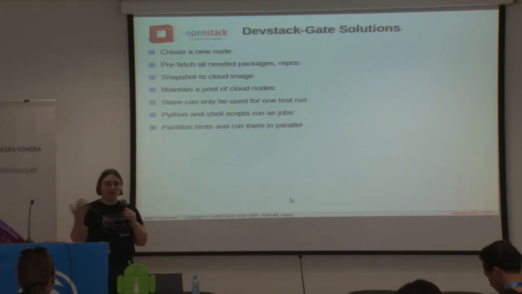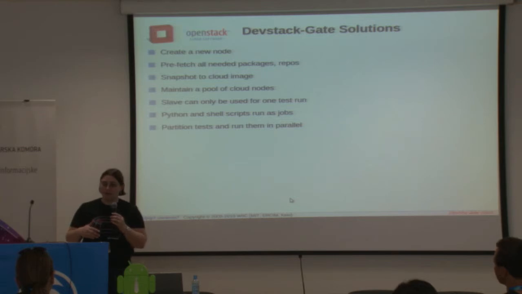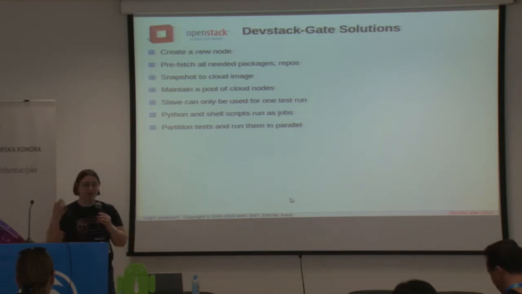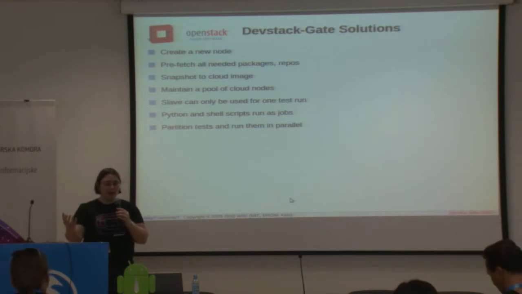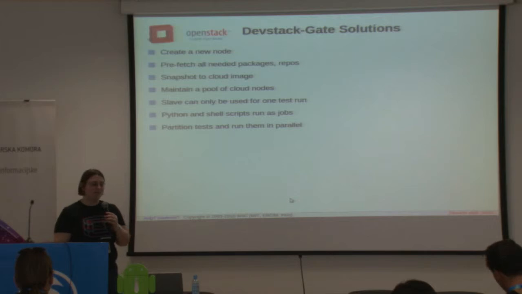So we prefetch everything in these images that we build. So all the code repositories we need, all of the Git repositories in OpenStack we might need for a test, we cache all of those on the image that we build. We create a snapshot of that, and then we load it onto the pool of nodes that we maintain.